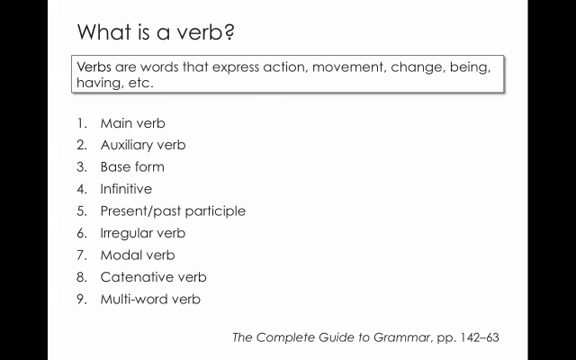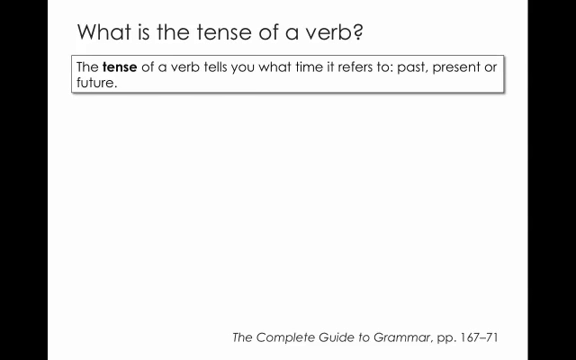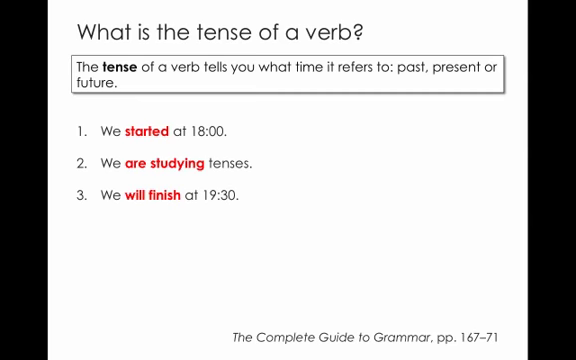But don't worry if it's still unclear what these things are. We'll have a chance this time to put these terms to use in describing the tense of different sentences. We'll be looking at tense and at something called aspect. To start with tense, the tense of a verb tells you what time it refers to, whether it's in the past, as in we started at 6 o'clock, or the present, as in we are studying tenses, or the future, as in we will finish at 7:30.